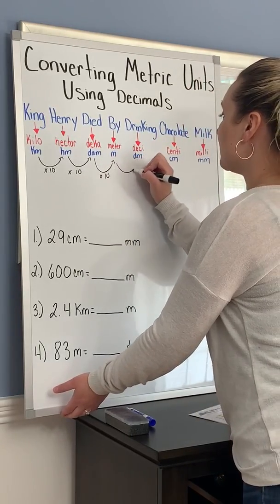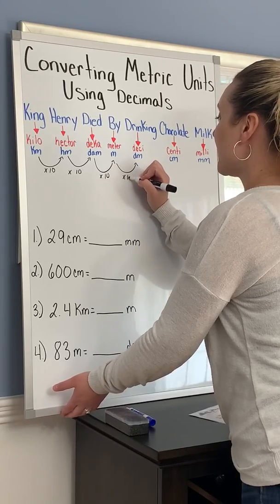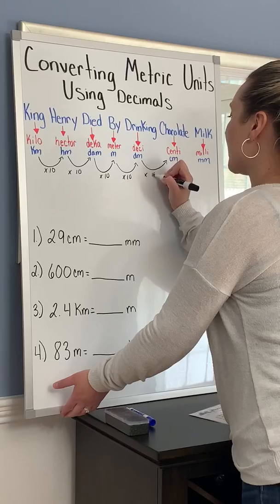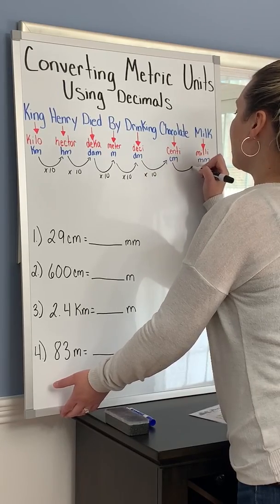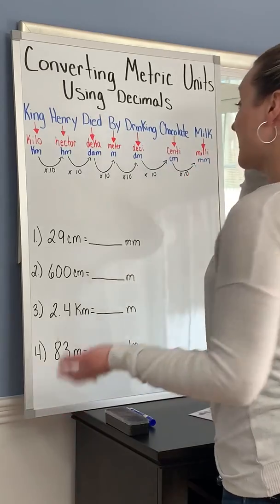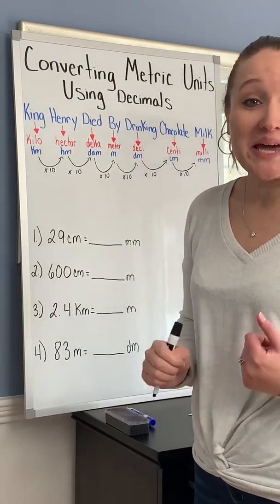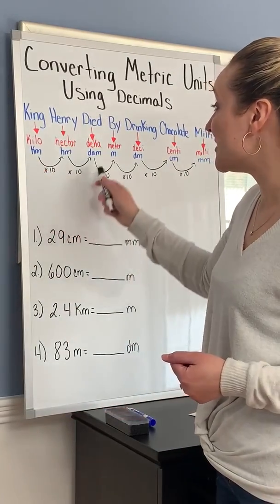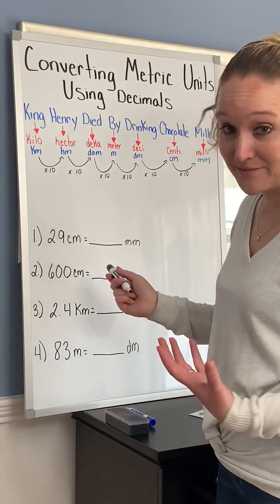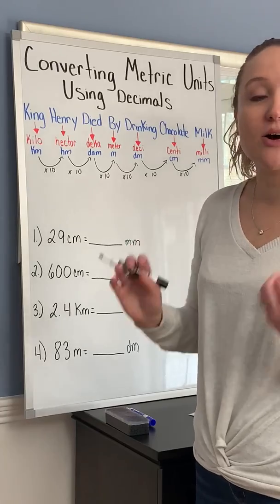From meter to decimeter, you're multiplying by 10. Decimeter to centimeter, you're multiplying by 10. And finally, centimeter to millimeter, you're multiplying it by 10 each time. So again, if you go from kilometer to decameter, you're multiplying it by 10 and then by 10 again. Now let's look at the other way.